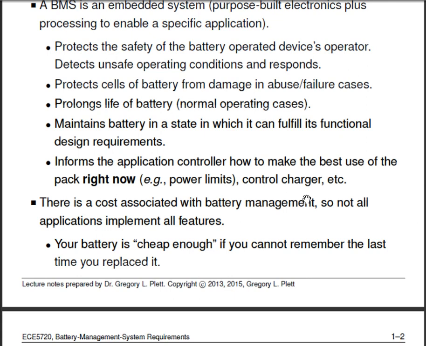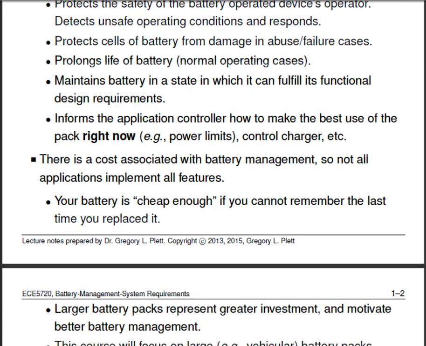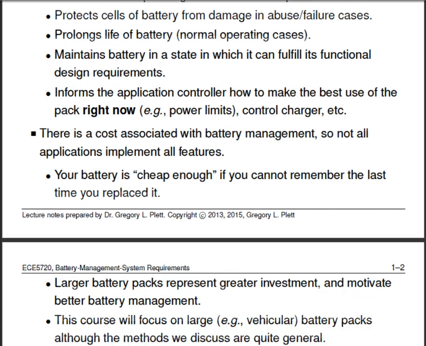There is a cost associated with battery management, so not all applications implement all features. Sometimes we design a simpler BMS, and in that case, very highly intelligent decisions may not be made by the BMS.